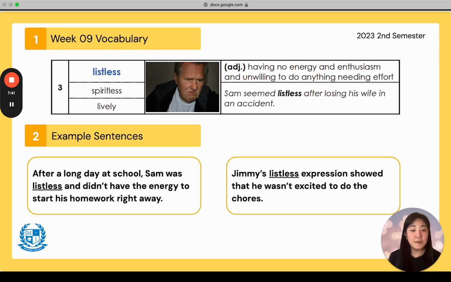Example 2 says, Jimmy's listless expression showed that he wasn't excited to do the chores. So maybe his mom was like, hey Jimmy, make sure that you clean your room. And then he was like, okay. But that was a listless expression, his facial expression showing that he doesn't want to do it.